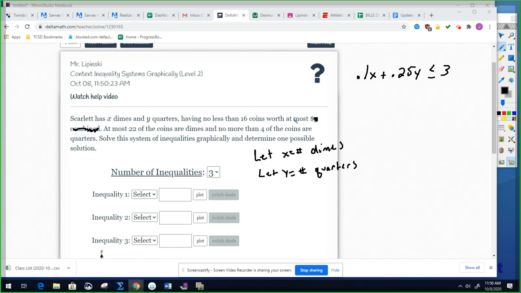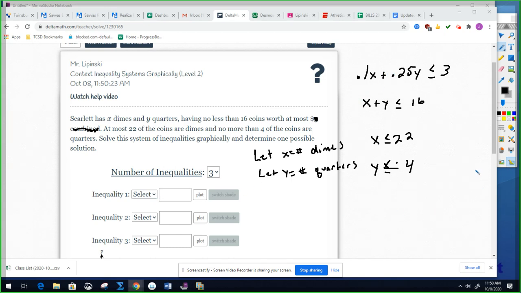My next equation says having no less than 16 coins, which means x plus y is greater than or equal to 16. At most 22 of the coins are dimes and no more than 4 of the coins are quarters. For this equation, at most 22 of the coins are dimes, so I let dimes equal x. At most means there's no more than 22, so x has to be less than or equal to 22. And no more than 4 of the coins are quarters, so y has to be less than or equal to 4. So this one actually gives me 4 different inequalities. I'm going to go ahead and plot these right here.